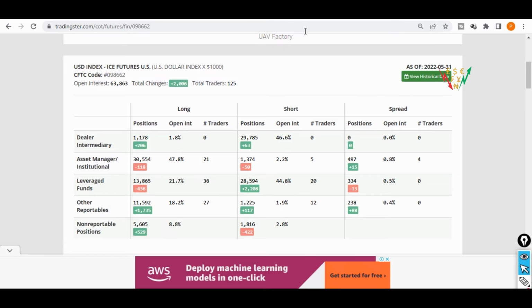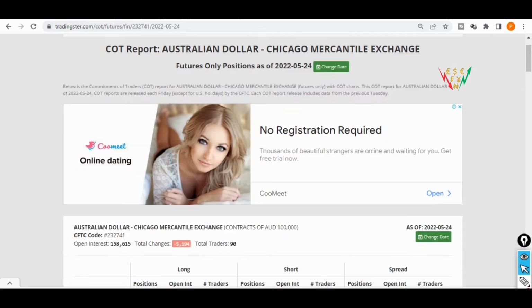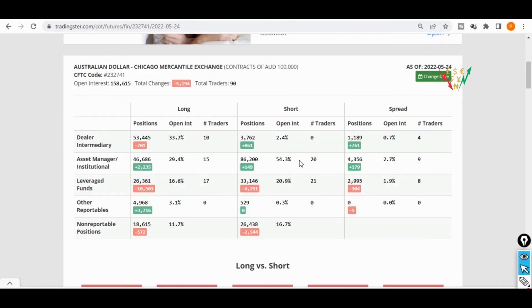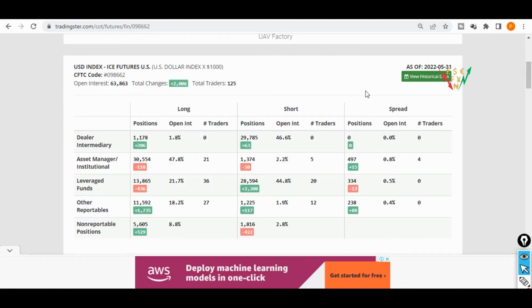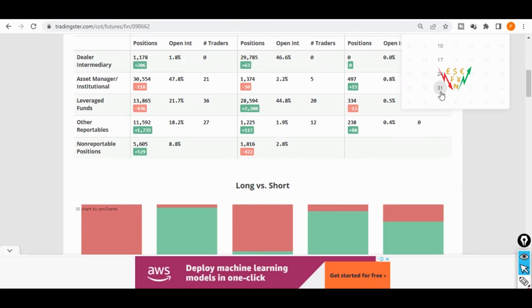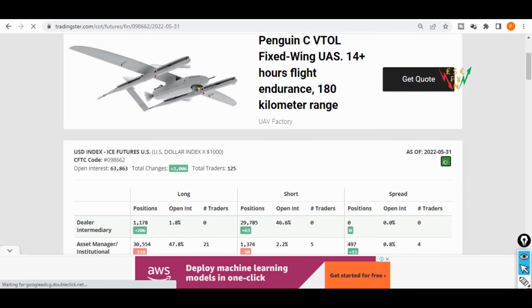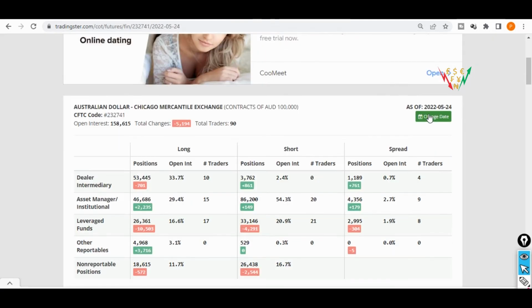So let's look at what they did on the Australian dollar COT. This Australian dollar COT is the last one, for the 25th. Okay, let's see something. Sorry, one more thing. Let's look at the most recent one. Okay, so this was the most recent. For the Australian dollar, let's look at the recent one.